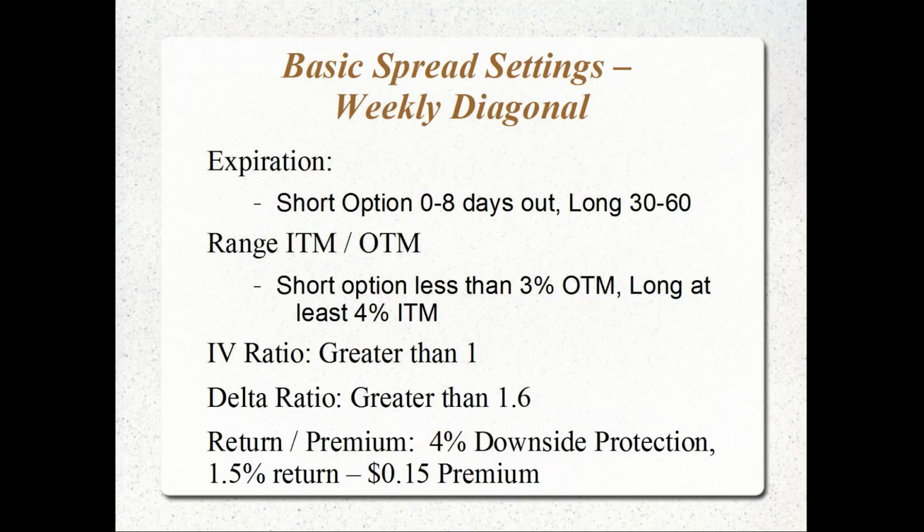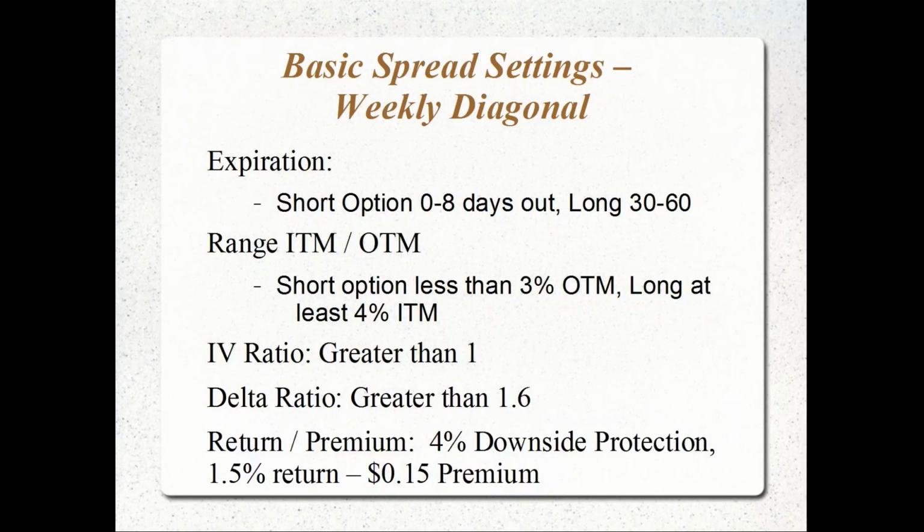against the position. And the long option that's going 30 to 60 days out, we probably want to be about 4% or more in the money. But we still want to match our other goals. We want that IV ratio of greater than 1. And typically we look for a delta ratio of greater than 1.6. So if the stock moves up 1 point, we see a gain on our long option that at the start is 60% higher than what we're losing on the short option. So remember, if you have to liquidate, you're going to have to buy back the short.